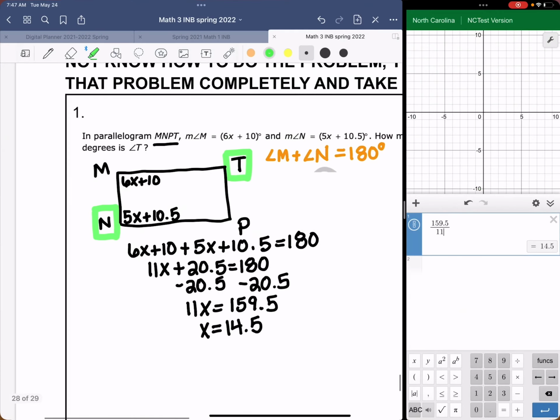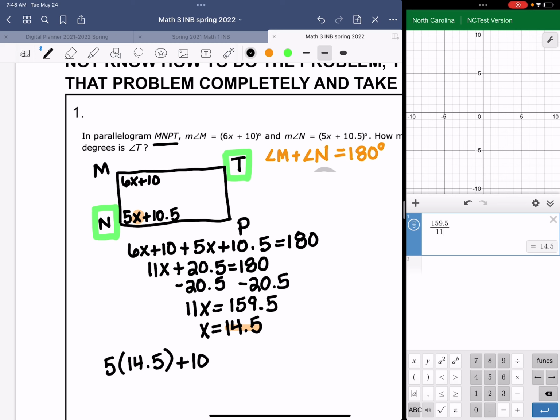Now, with that being said, we can plug in the 14.5. So let me move that over. So we can take the 14.5 and we're going to plug it in for the x here. And once we plug it in for x, we find n. And if we find n, we find t. So this is going to be 5 times 14.5 plus 10.5. And again, you can plug that right into Desmos. So we get 5 times 14.5 plus 10.5, and we get 83 degrees.